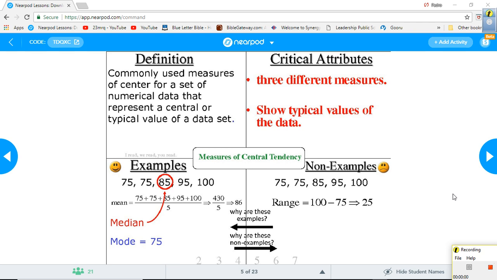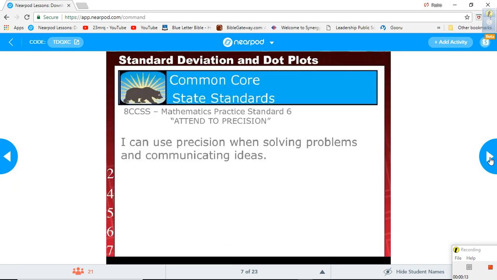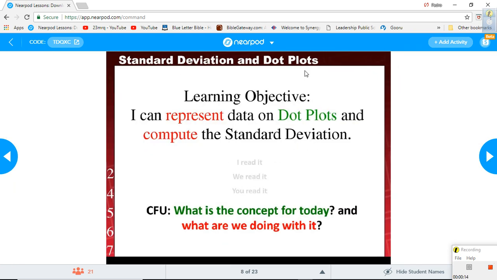That's right. So once again, we started on Monday with the mean, median, and mode, and we also computed the range. I give you guys steps for that, and we've been practicing that. So for today, we're going to be looking at standard deviation, but we're also going to start representing data on dot plots. So can you read us the objective, please?